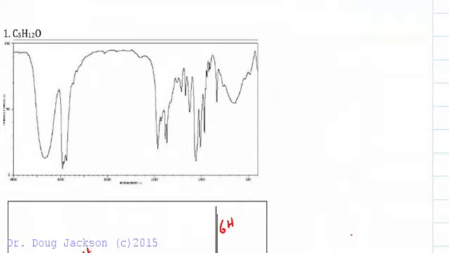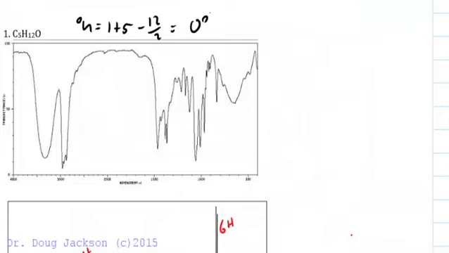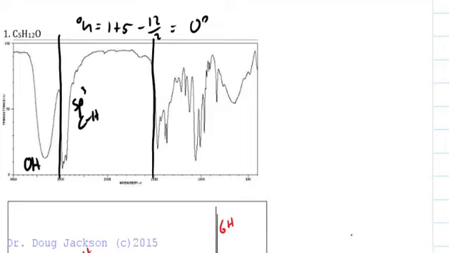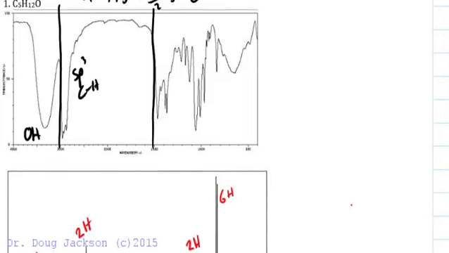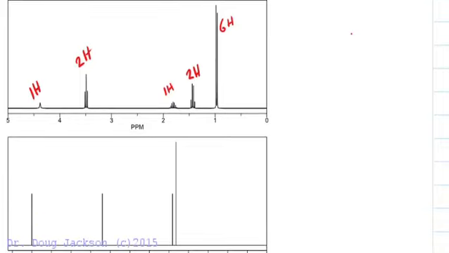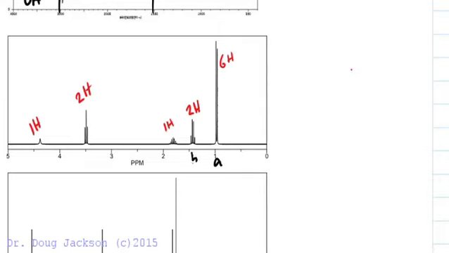Let's find our degrees of unsaturation. So 0 degrees, divide our IR at 1500 and 3000. We see sp3 CH stretch and an OH stretch for sure. No degrees of unsaturation, no rings, no pi bonds. Okay, so for our signals here, A, B, C, D, and E, there are 5 signals in the proton NMR.